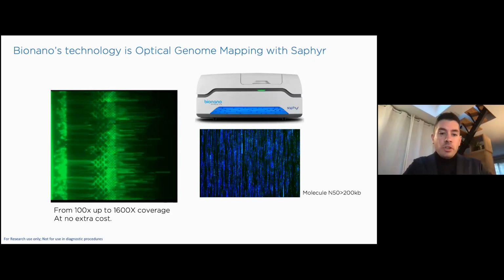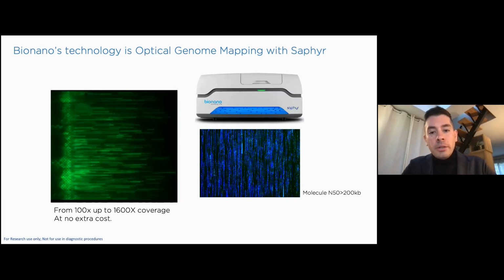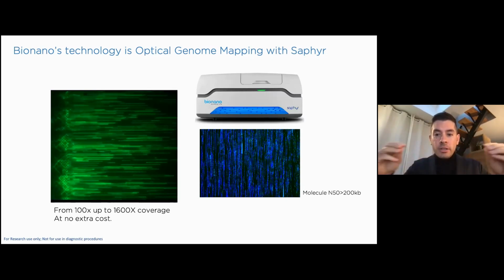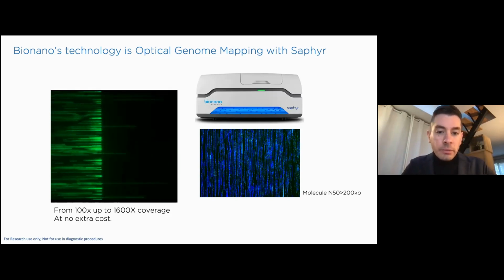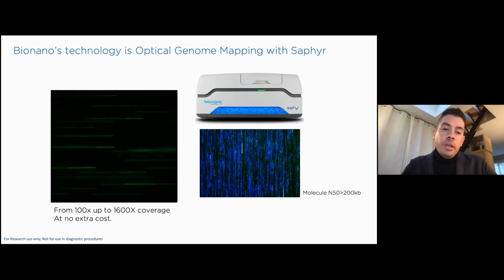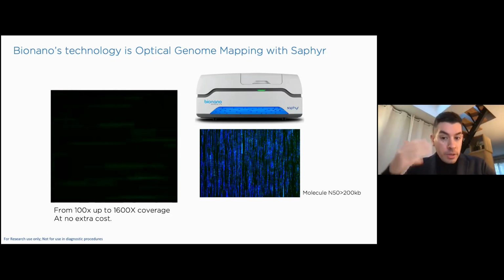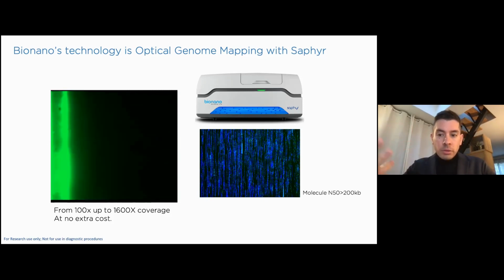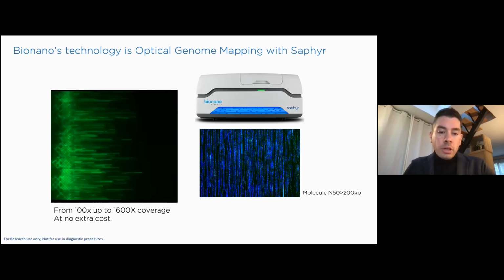On the left part of the screen, you can see that electrophoretic cycles are applied to the DNA that will be linearized and elongated in hundreds of thousands of nanochannels in parallel. And that allows the acquisition of a massive amount of data. And by running the instrument a bit longer, you can increase the yield to coverage levels that are simply out of reach of any long-read sequencing technology. And this you can do at no extra cost.